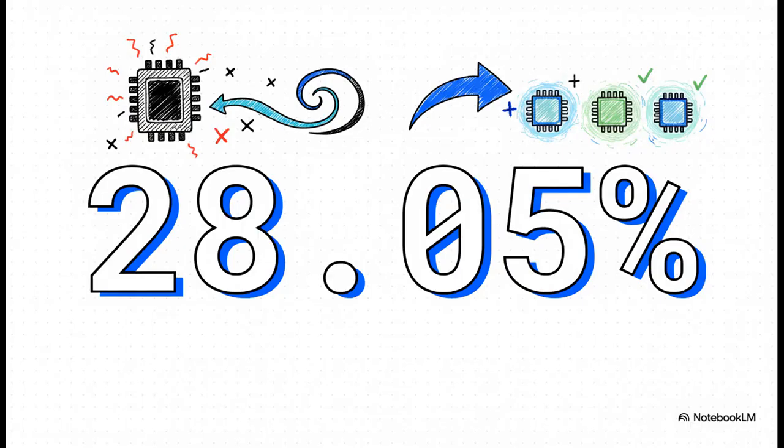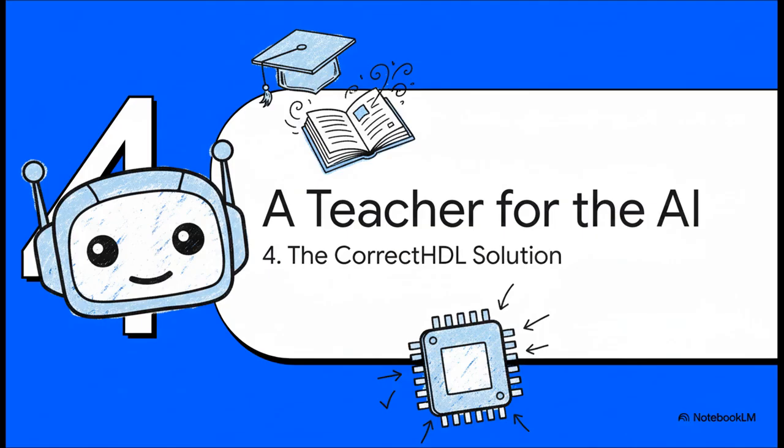So, just how big of a deal is this? Well, think about it like this. Without a guiding hand, a significant number of the designs an LLM creates, almost 30% in some cases, have these critical functional errors. They just flat out don't work. That's a huge failure rate you have to fix. So what do you do if you have a brilliant student who's creative and fast but just gets the answer wrong sometimes? Well, you get them a teacher. And that is the simple, genius idea behind a new system called CorrectHDL.